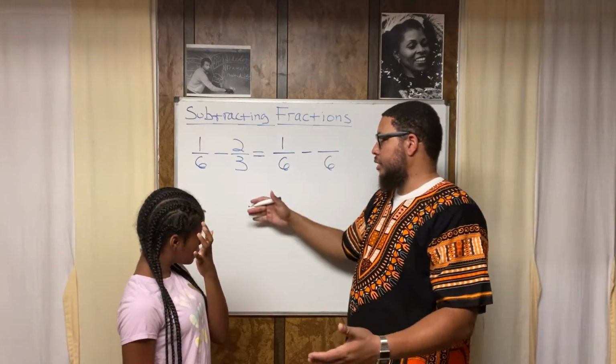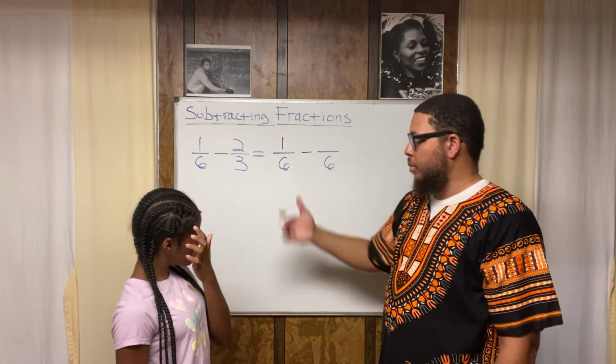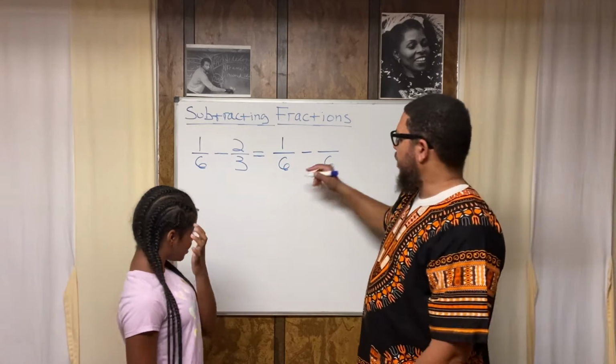Now, check this out. If the 3 turned into a 6, that means the 2 is going to turn into another number also. What number is the 2 going to turn into? 4. Right, because 2 times what?